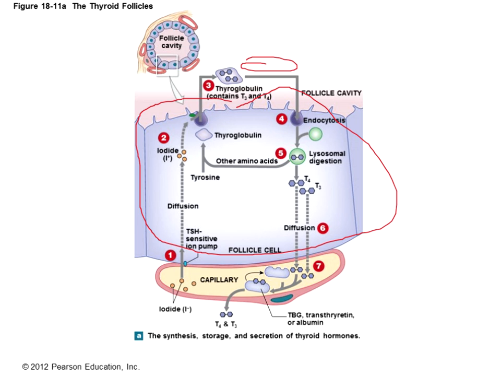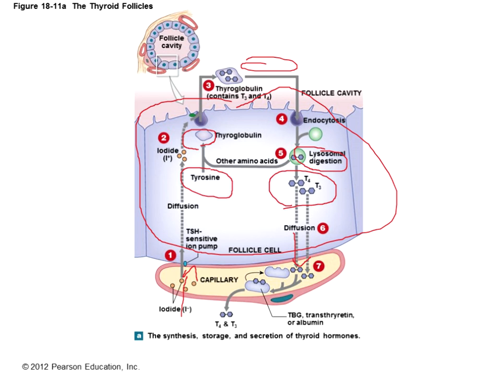Here is one of those cube-shaped cells. Here's the follicular cavity up here. And you can see the iodide ions are delivered into the follicular cell via the bloodstream, because you get iodide ions from your diet. They're fused in, they combine with tyrosine and thyroglobulin, and ultimately go through a series of steps, including lysosomal digestion, and you end up with T3 and T4. When TSH arrives, it will stimulate the release of T3 and T4 out into the bloodstream.